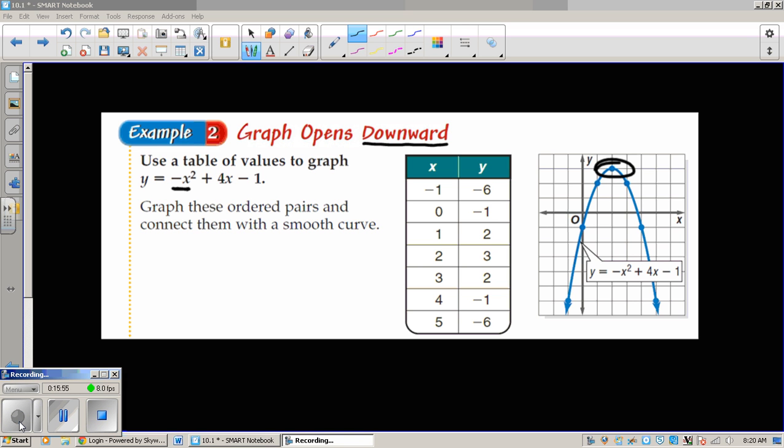Moving on. So noticing here that when the a is a negative, it points downward. Let's move on.